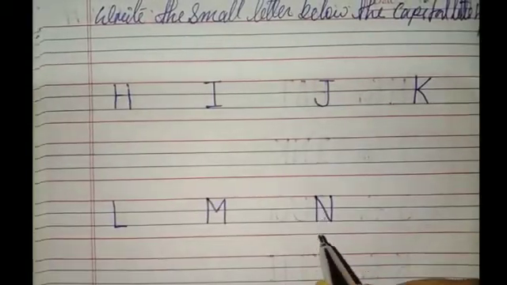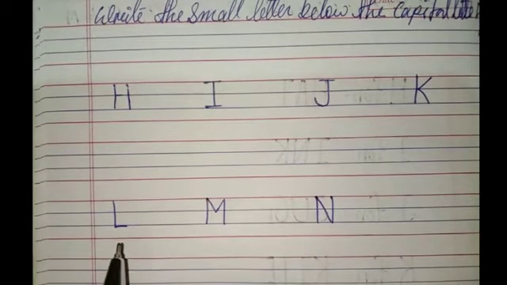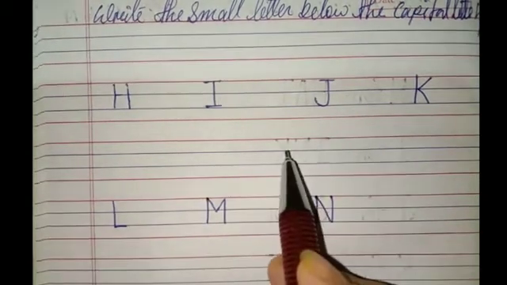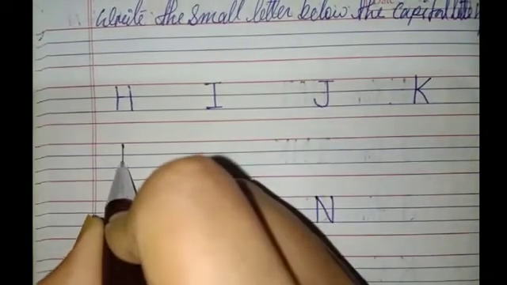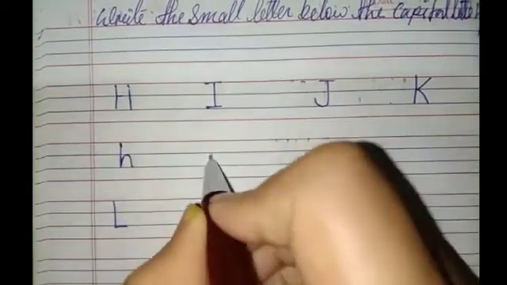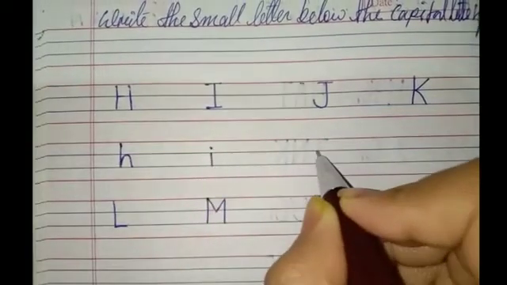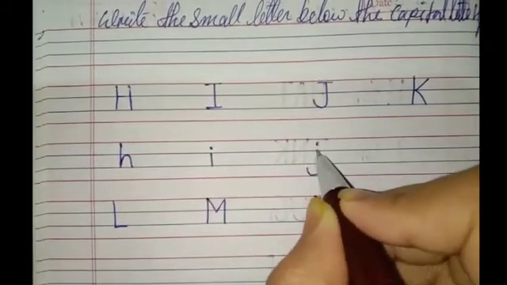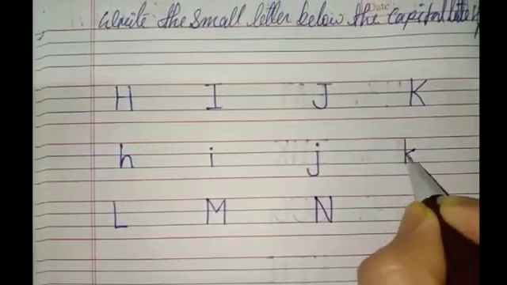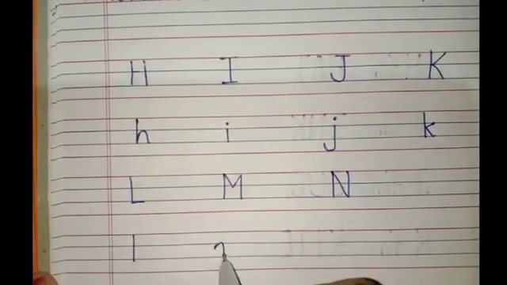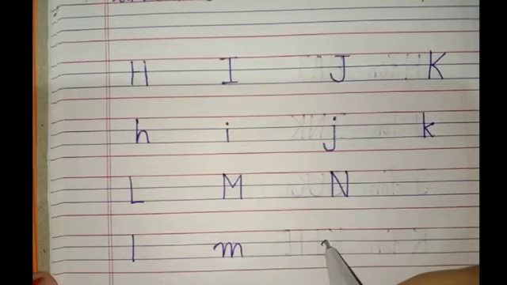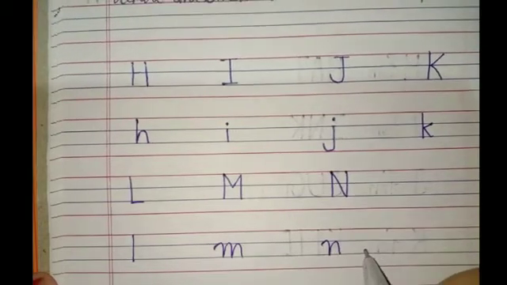Now students, I will write respective small letters against the above mentioned capital letters. Okay. So see, H, I, J, K, L, M, N, and it's done.